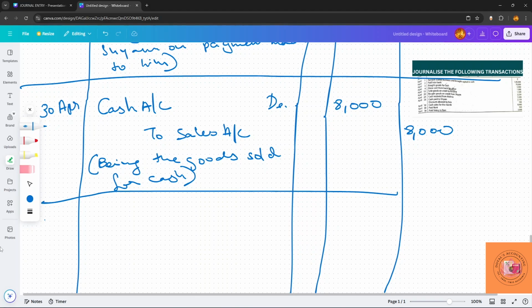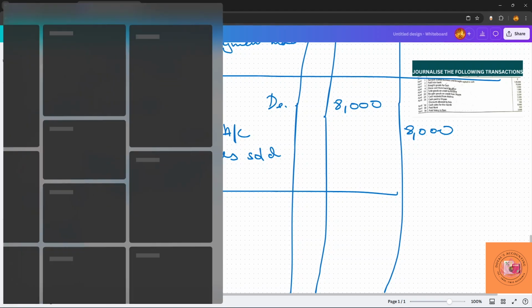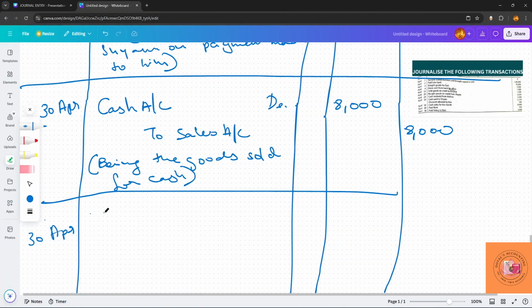Okay, now next transaction, 30th April. Again, 30th April, there are three line items. One is cash sales, one is paid rent, and next is paid salary. Okay, so rent and salary both are expenses, right? They are of a similar nature, and they have both been paid in cash. So instead of me writing two entries separately, rent account debit to cash, salary account debit to cash, I can club both of them into one entry and write it this way.